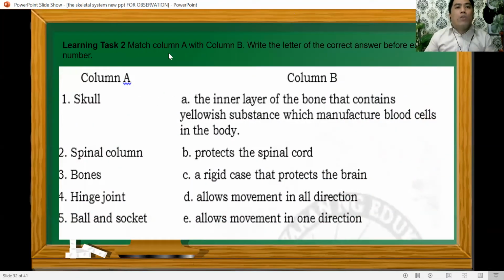Okay. So match column A with column B. Write the letter of the correct answer before each number. So dito nyo isusulat sa gilid ng mga numbers ang inyong sagot. Okay. So pakipalitan nyo to.